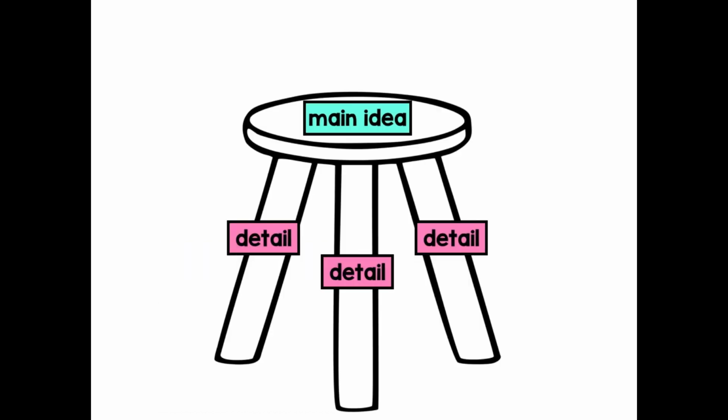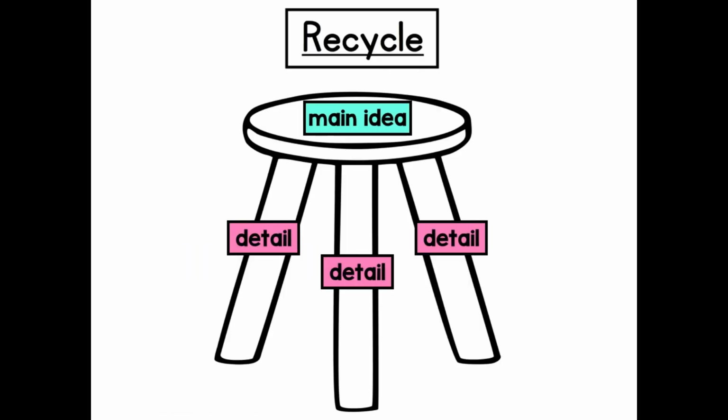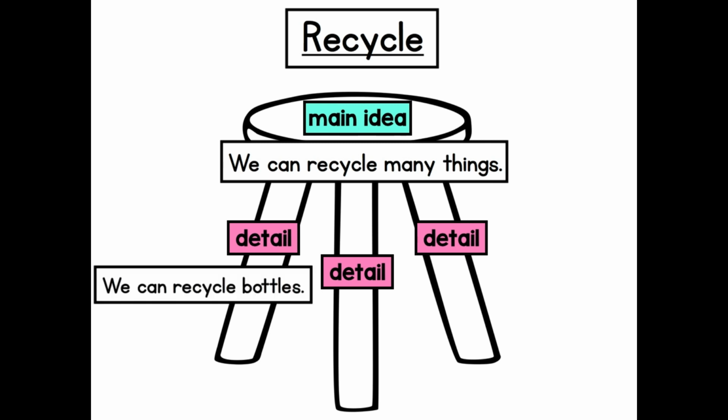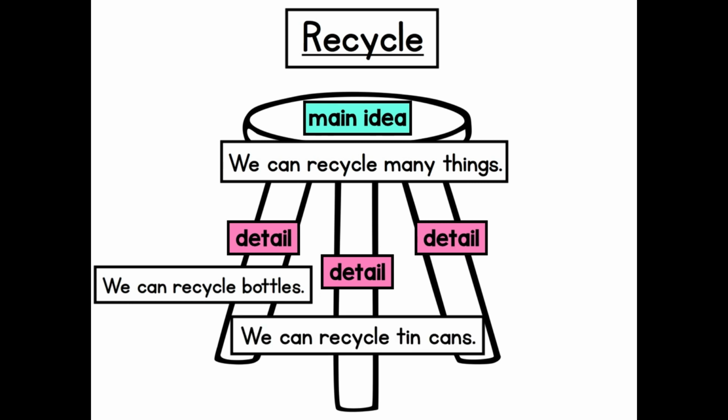So back to our picture of the stool. So this text, the title was Recycle, and our main idea was that we can recycle many things. But maybe I don't believe you. Can you give me some details to support that main idea so I understand that it's true? Well, sure. For example, we can recycle bottles. Okay. And we can recycle tin cans. It's another detail. All right.